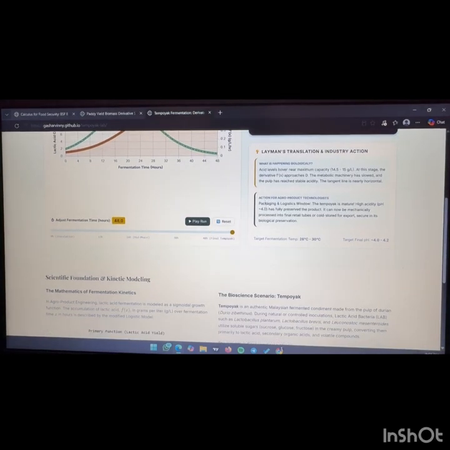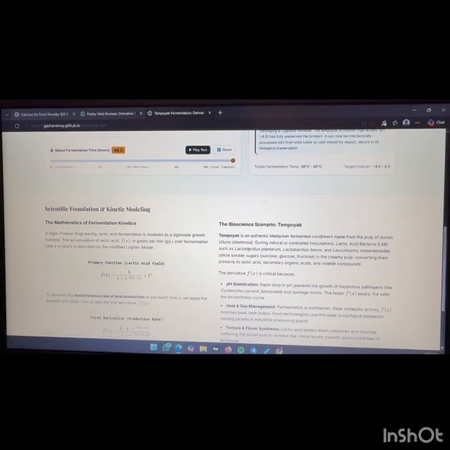Next, moving to the action for agro-product technologies, packaging and logistic window. The tempoyak is mature, with high acidity, where the pH is around 4.0, and has fully preserved the product. It can now be mechanically processed into final retail tubs or cold stored for export, secure in its biological preservation.